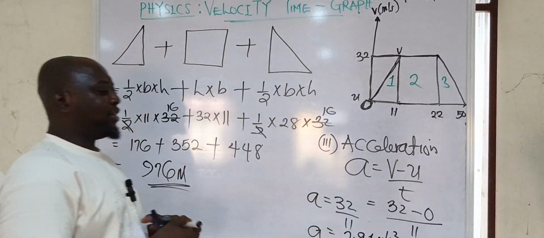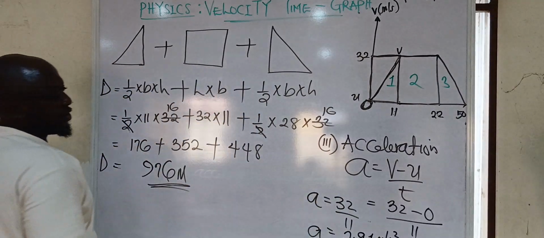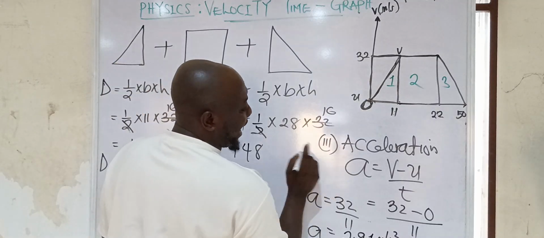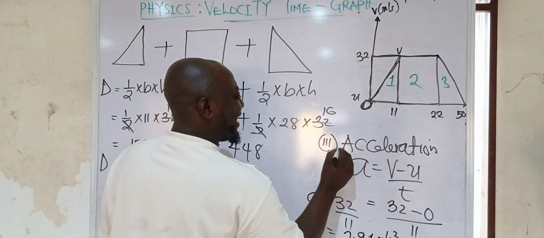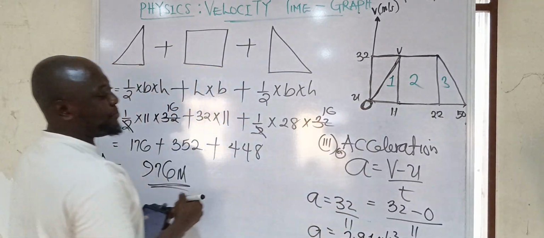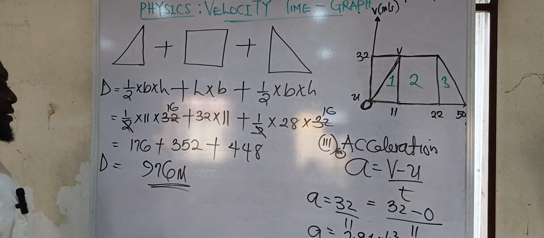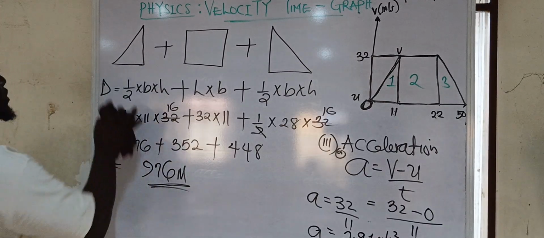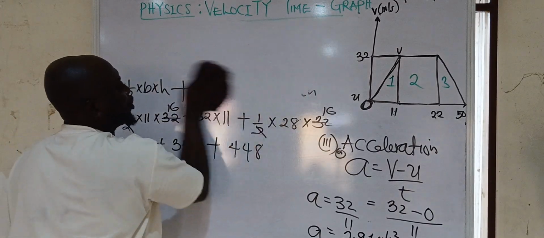So this is how all of these things are done. So let's put it as A. Let me put it as A. So this is the A part because the B part talks about the deceleration. So this is it. Now let's talk about the deceleration part of this question.